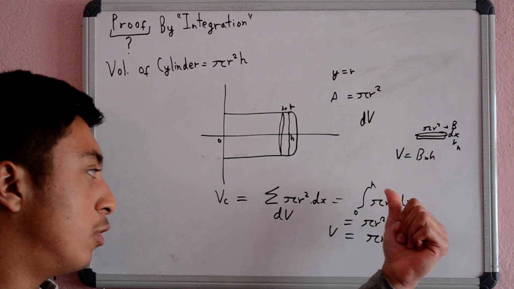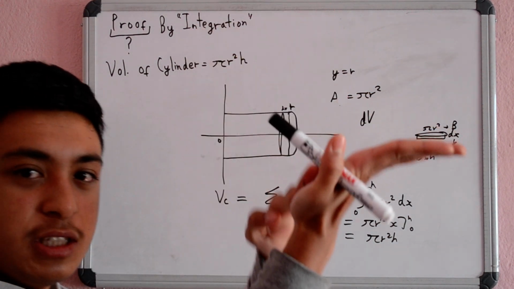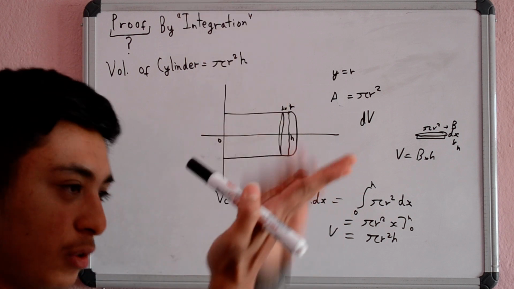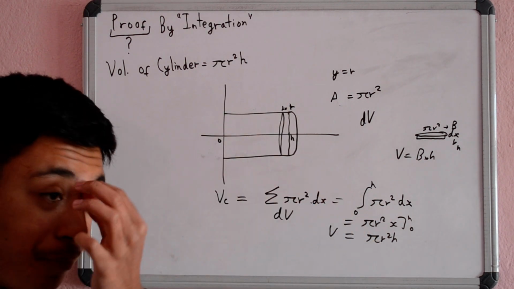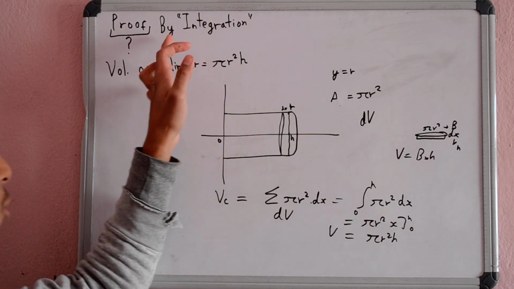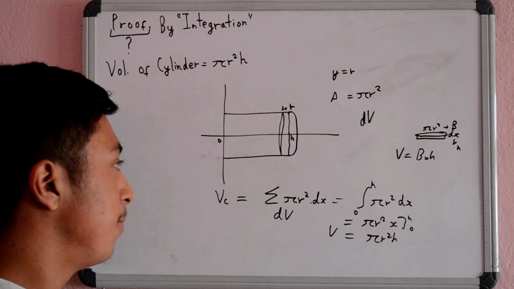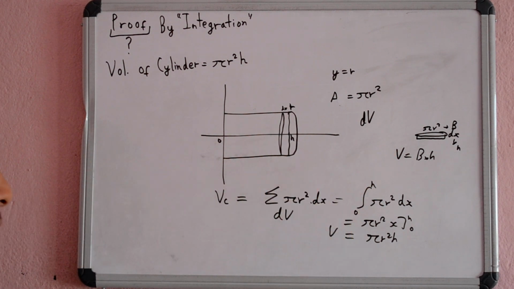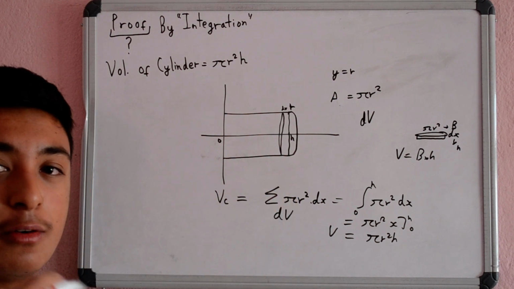Because before I moved on to integration, I talked about the sum of these infinitely many circles throughout the cylinder, before even moving on to integration or summation. So technically that is not proved by integration, that is proved by logic or geometry, I guess. But yeah, I don't know. If you guys can help me out, that would be great.